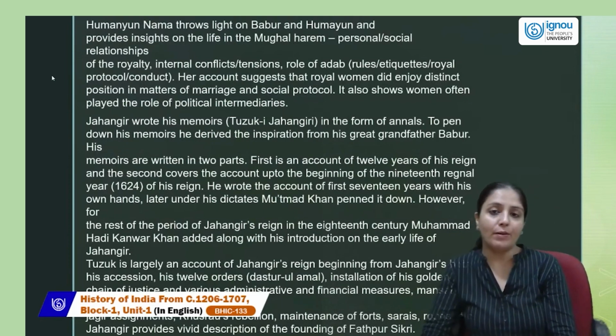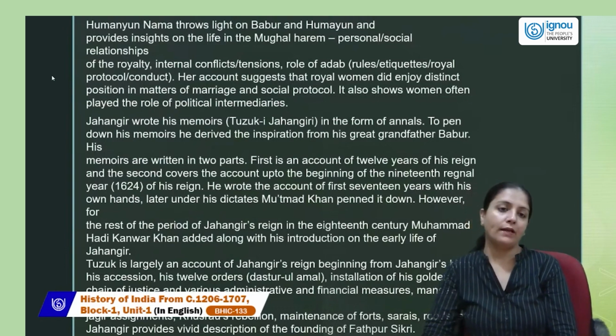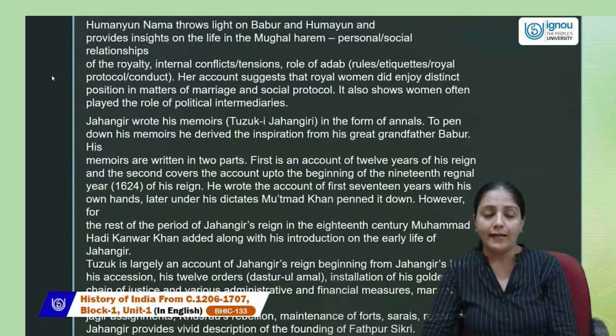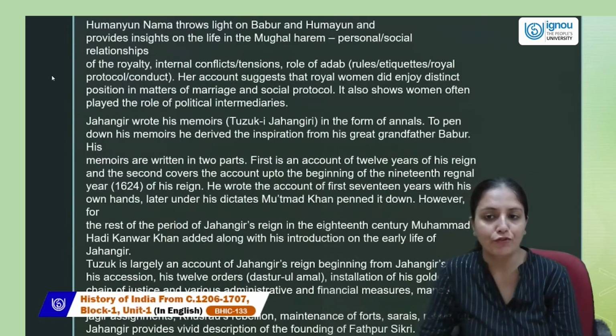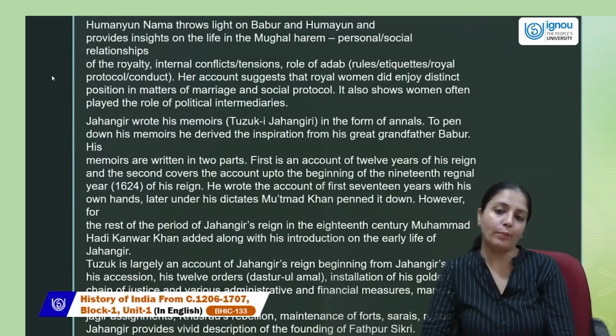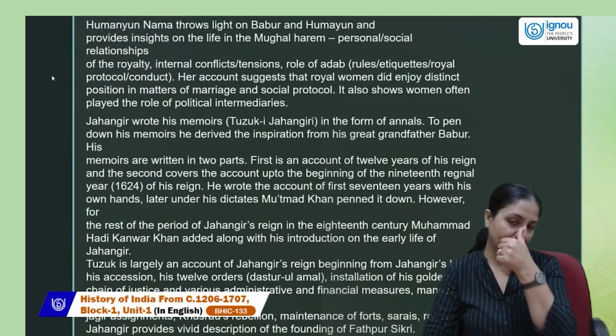Jahangir wrote his memoirs in the form of annals, the Tuzuk-i-Jahangiri. To pen down his memoirs, he derived inspiration from his great-grandfather, Babur. His memoirs are written in two parts. First, an account of 12 years of his reign, and second, it covers the account up to the beginning of the 19th regnal year of his reign.